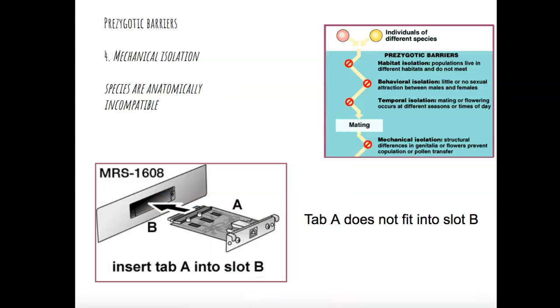The 4th type of prezygotic barrier actually occurs after you've gotten over all of the previous hurdles. So you live in the same habitat, the behaviors are not an issue, you mate at the same time of year, so you go to mate with someone who's a different species and you have an issue where your anatomy does not meet up with each other. So you have a tab A, which should be inserted into slot B, and the structures don't match up, and so mating is not able to happen.